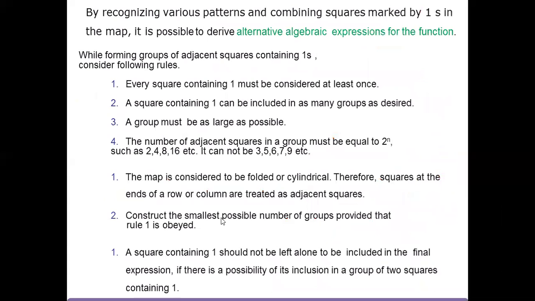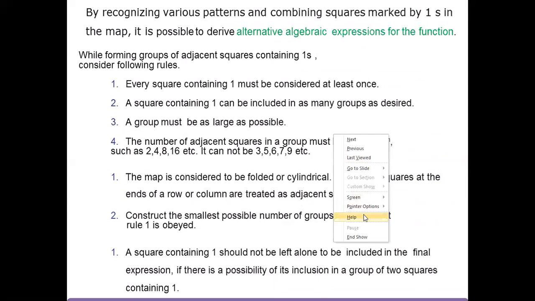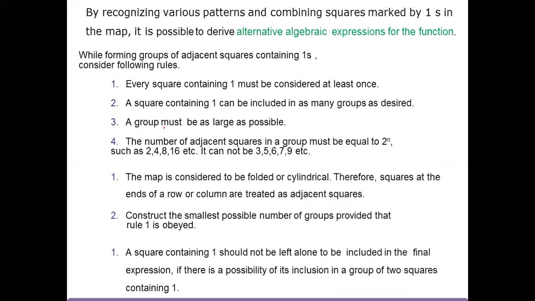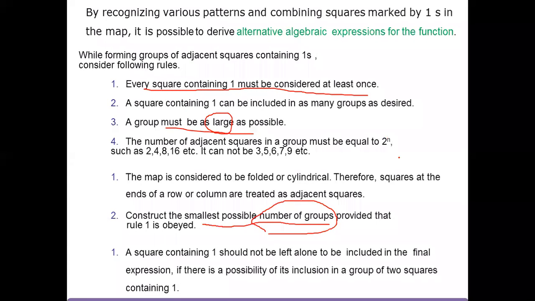So construct the smallest possible number of groups, and it says groups must be as large as possible also. So a small number of groups which are large. You should obey rule 1: a square containing 1 must be considered at least once. However, there may be squares which contain 1 which are left. It doesn't matter. You can include that in the final expression later.